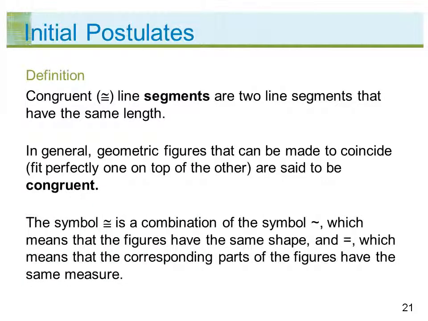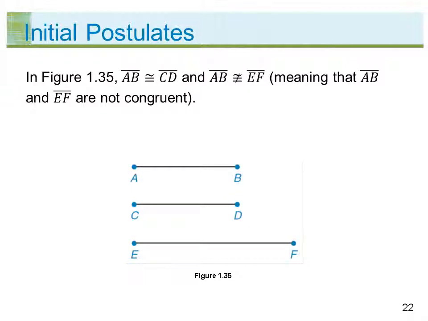The symbol congruent is a combination of the symbol similar, which means that the figures have the same shape, and equal, which means that the corresponding parts of the figures have the same measure. In Figure 1.35, line segment AB is congruent to line segment CD, and line segment AB is not congruent to line segment EF, meaning that line segment AB and line segment EF are not congruent. Does it appear that line segment CD is congruent to line segment EF?